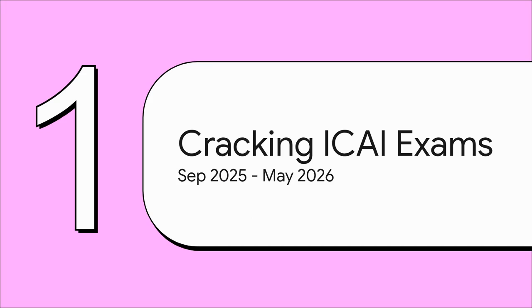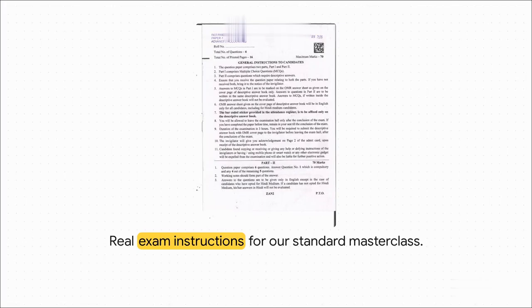Starting off with Section 1, cracking the ICAI exams for the September 2025 to May 2026 cycles. This right here is reality. These are the actual instructions from the Advanced Accounting paper. And look, we all know the stakes are incredibly high, right? Understanding the examiner's mindset is literally half the battle. We're not doing pure theory today. We are tackling high-yield exam standard scenarios, the exact compulsory and descriptive questions you're going to face in that pressure cooker 3-hour window. So let's get our heads in the game.